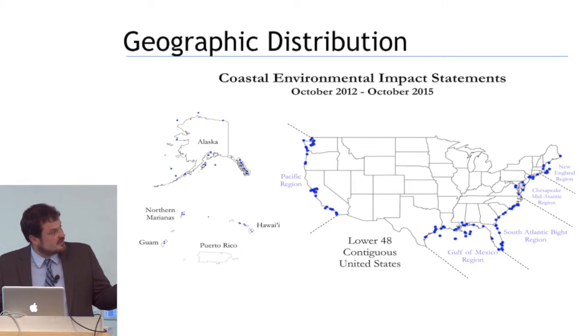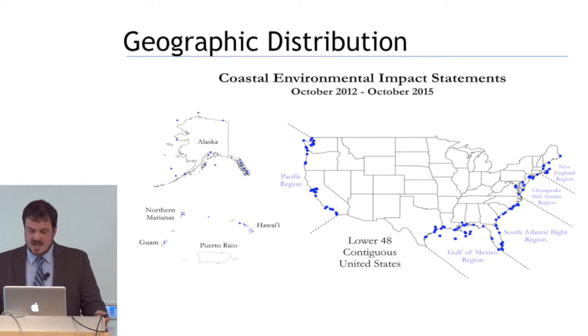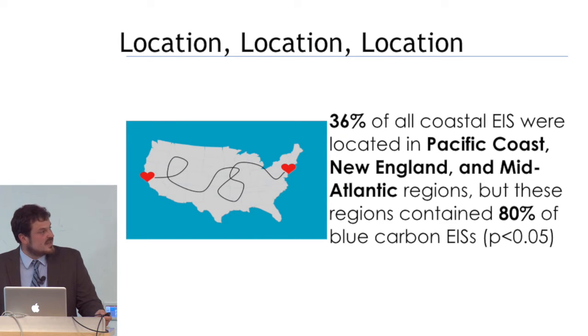Next, this is just for your information. This is a plot of a map of all of the environmental impact statements and their distribution within the coastal zone from this period. And it turns out that the hypothesis that location might really matter turned out to be true, or at least less than 0.05.